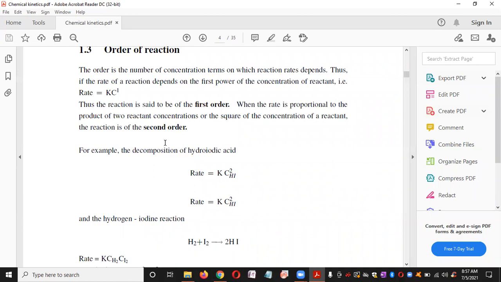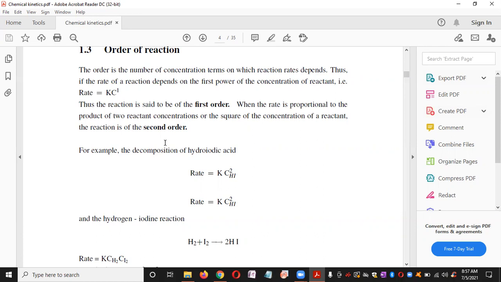Generally, for a moderate reaction, we apply chemical kinetics. That means for a moderate reaction, we can propose the mechanism. In that mechanism, if you recall the SN1 reaction, that is unimolecular nucleophilic substitution reaction.